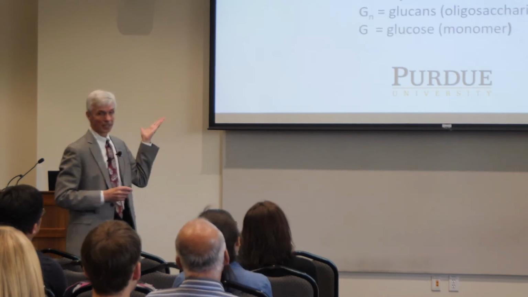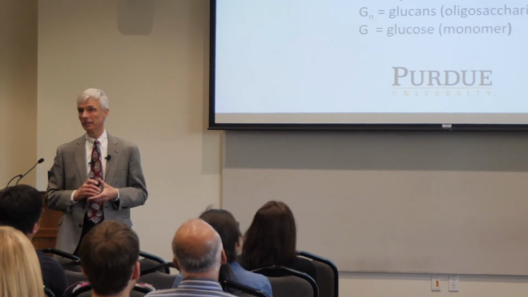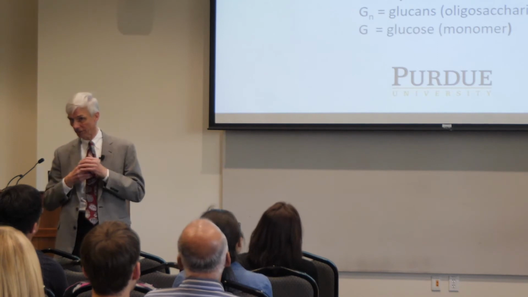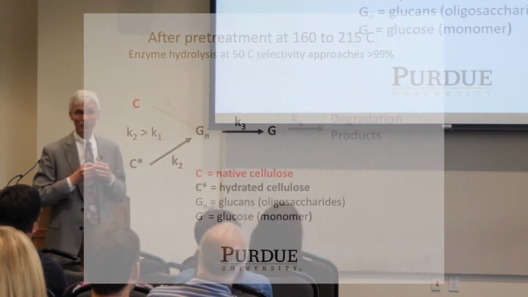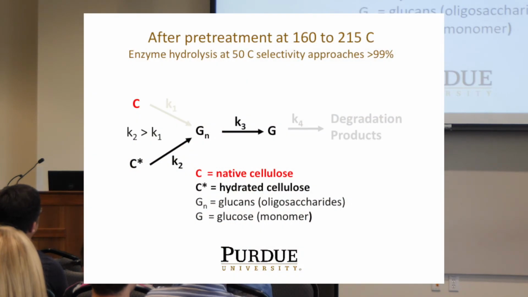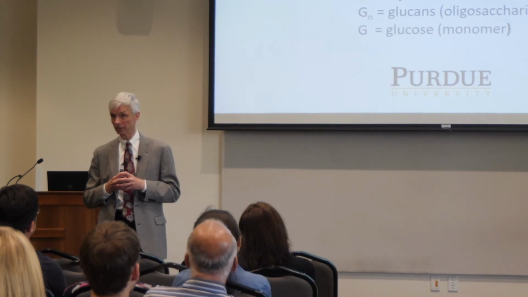So then the second step is to use enzyme, which goes from a cellulose that's accessible, that's the C star, to glucose. And because the enzymes are so selective, they operate at 50 C, there is very little degradation product. So the reaction is selective, more than 99%. If you do the pretreatment correct, you also get a high yield.